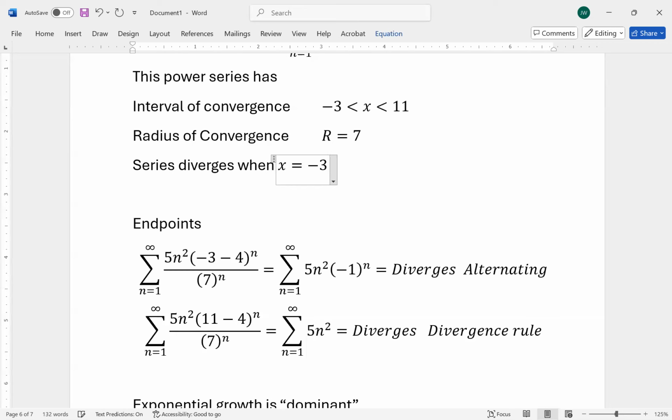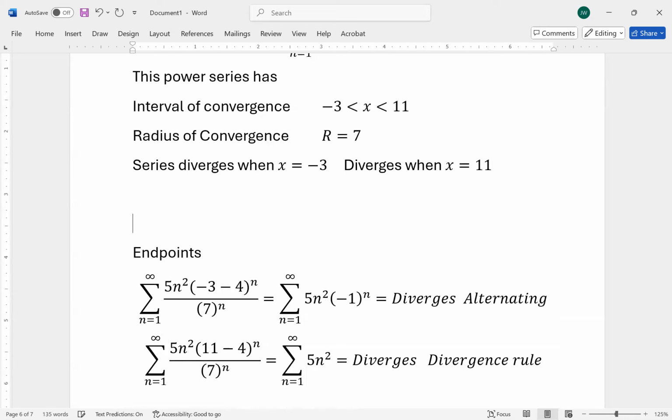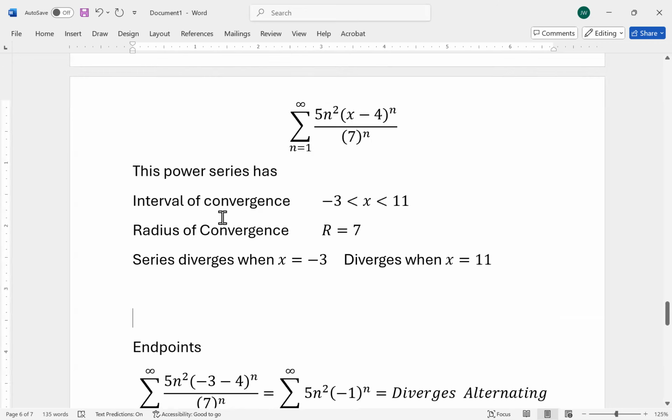So the series diverges when x is equal to -3, and also diverges when x is equal to 11. Again, this is the information that I would be looking for in problems. Where is the interval of convergence? And then what happens at the endpoints? And then obviously the radius of convergence is embedded inside the interval of convergence.